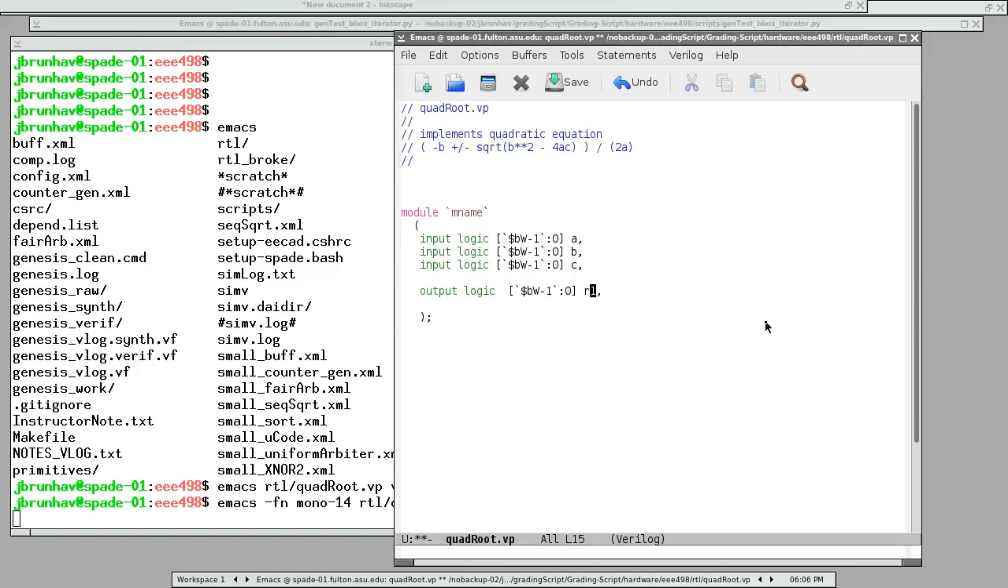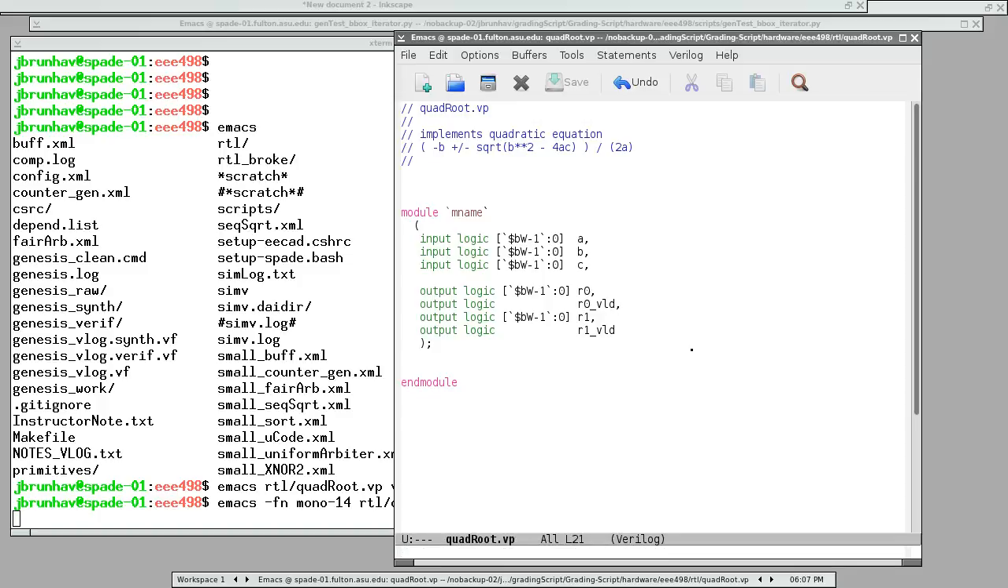R1. Just count from 0, so R0, R1. And then we'll add this valid tag, so that if the root doesn't matter, or if that root specifically is not the one that we're interested in, then that will be that. Cool. Then we need an end module.